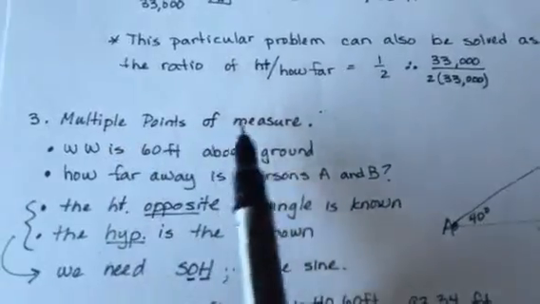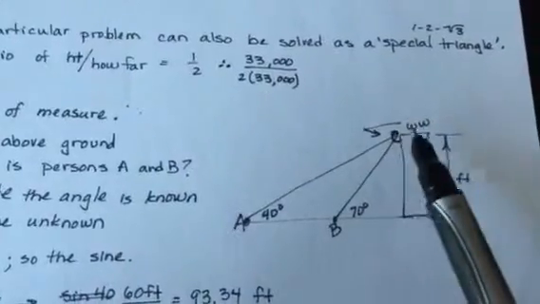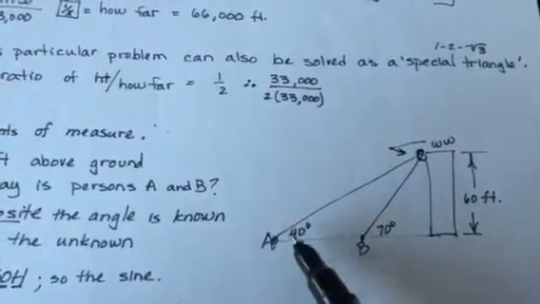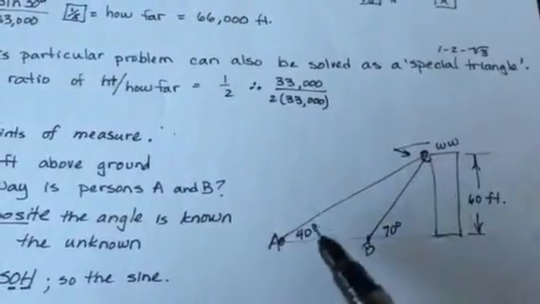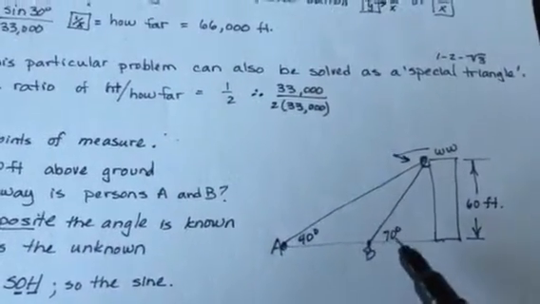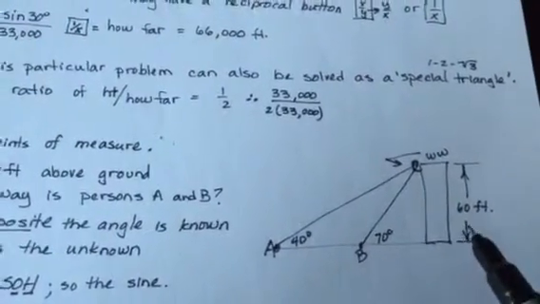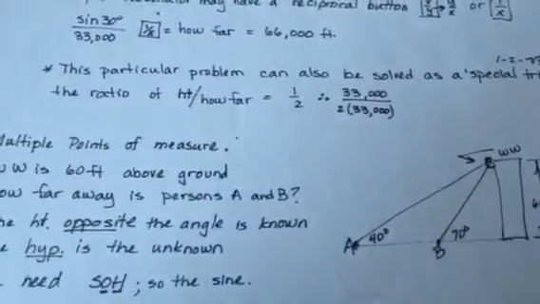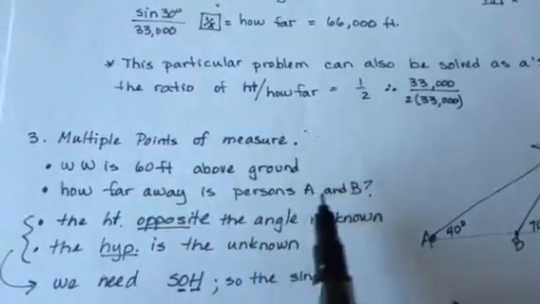Example 3, multiple points of measure. I will show you the picture. Here we have the building. Here we have a window washer, noted as point C, and abbreviated as WW. Person A is however far away, but is measuring up to the window washer at 40 degrees elevation. Person B is a little closer to the building and measures all the way up to 70 degrees as his angle of elevation. And the window washer is located at 60 feet above the ground that they are all sharing. So, window washer is 60 feet. How far away are persons A and B?